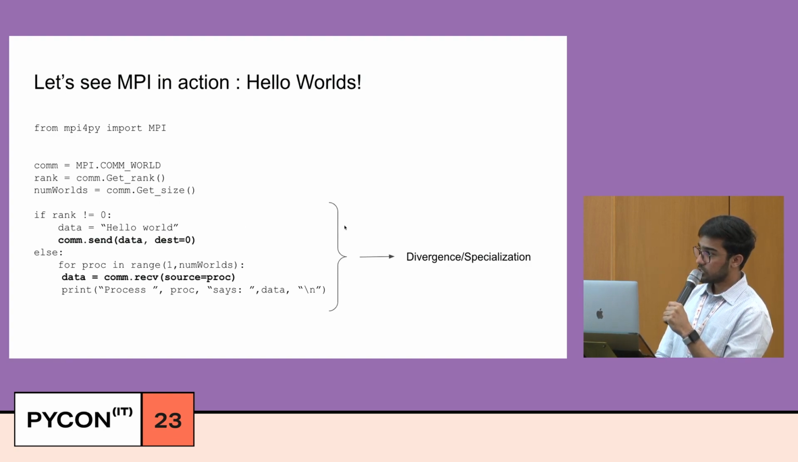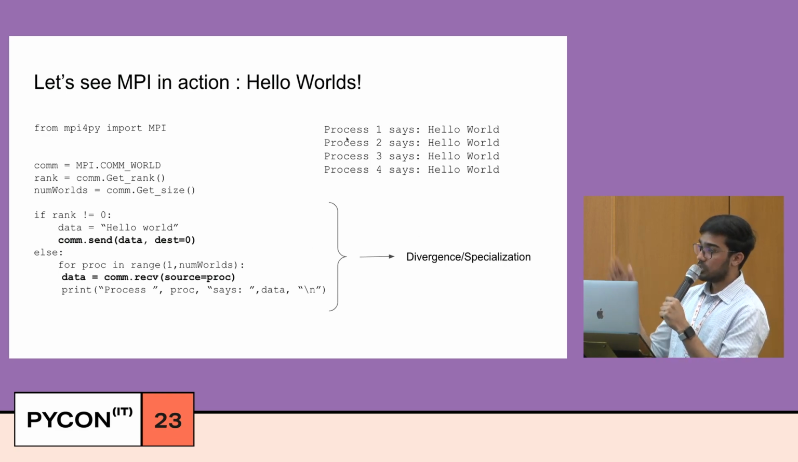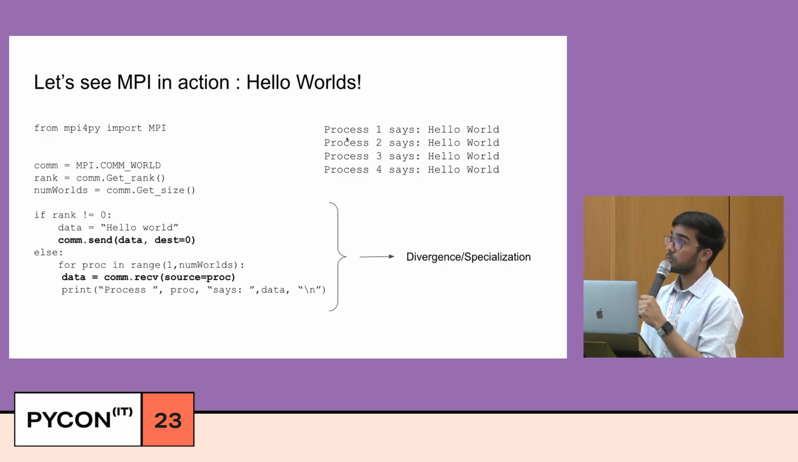So this is where the divergence happens. Based on my rank, I can do different things. If my rank is 0, I'm trying to receive messages from all the other processes in my communicator. If my rank is not 0, that is my rank is 1, 2, 3, or 4, I just send the data hello world to the rank number 0. So 4 processes send this data to process 0, and process 0 receives these messages and just prints them out. You would have an output something like this. Process 1 says hello world, and so on. So this is the first simple program in MPI.